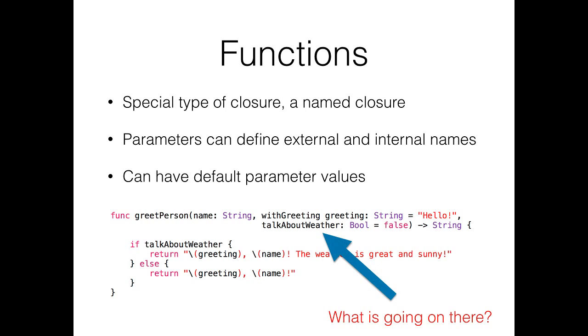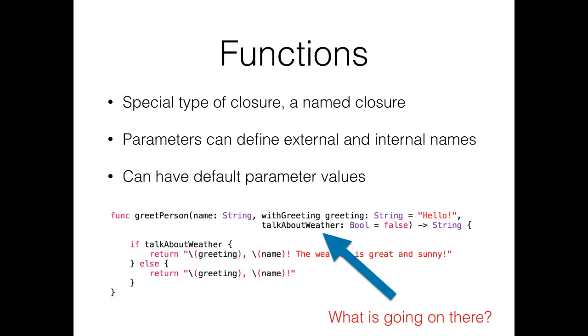Does the order of the arguments matter, like in Objective-C? Yes. So even though these two are set, you can't do greet person name, talk about weather with greeting. You need to do it by the order. So you can do with greeting, talk about weather. The first name is used when you invoke the function, right? The first name. With greeting is used when you invoke the function.